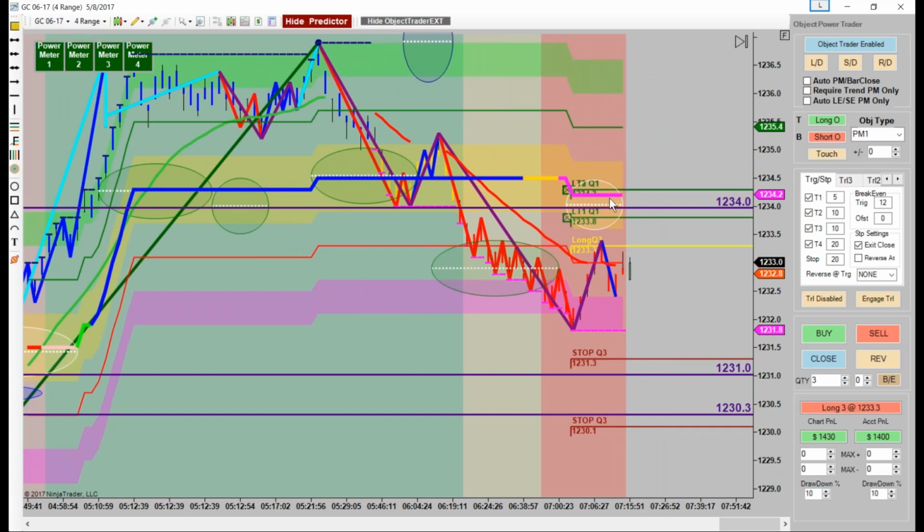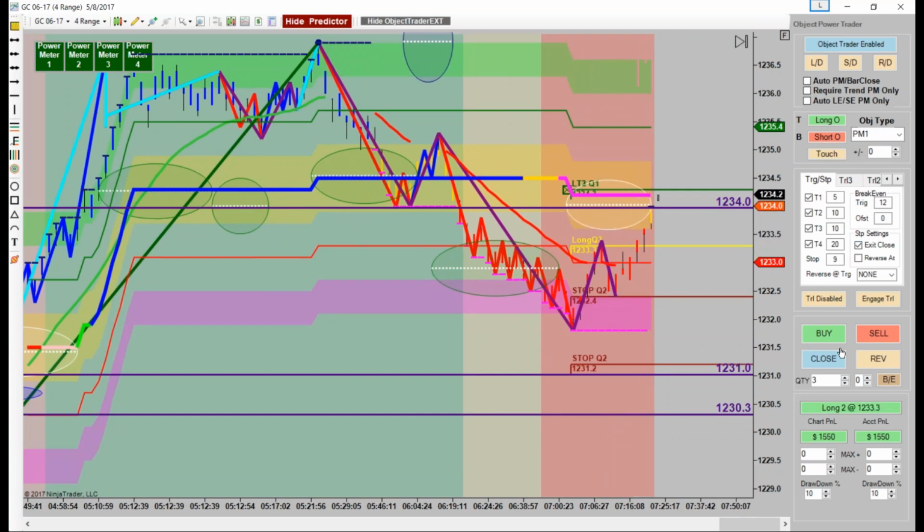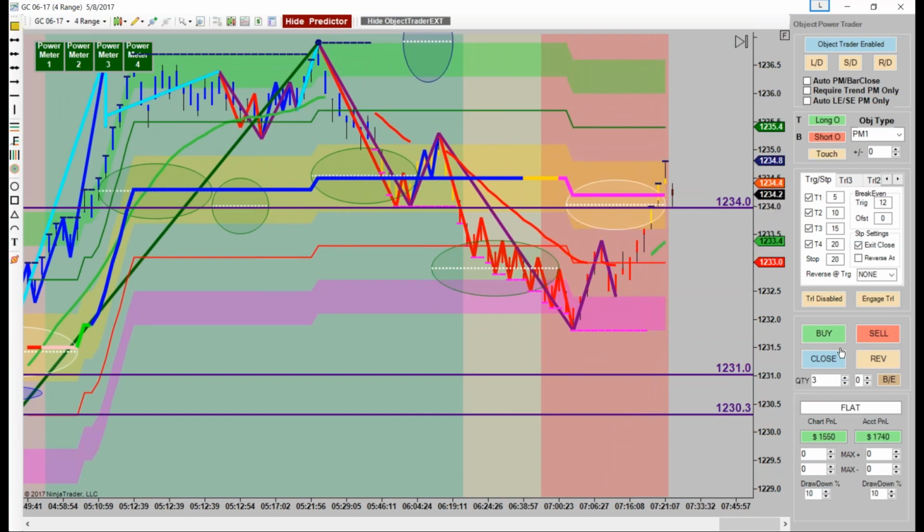that changed to mid-band, so we're going to have to be careful with this trade. I'm going to tighten the stop, exit on close. That got in a little later than I wanted to, but we got our trade. Okay, now look what's happening right now. Anybody?